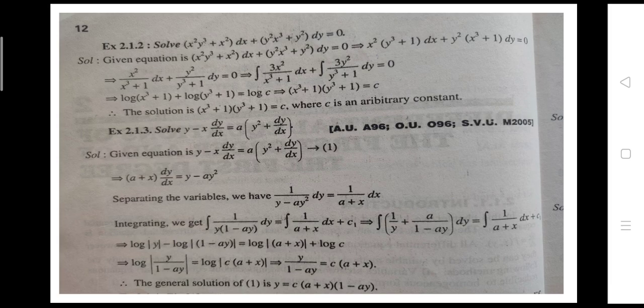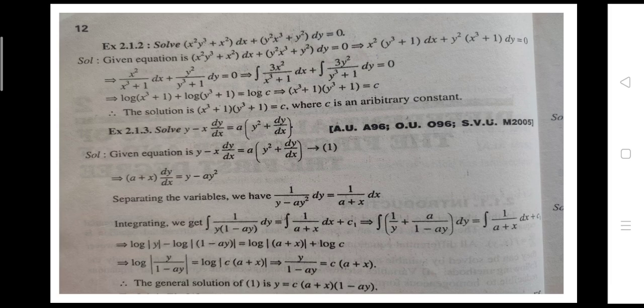Now integrating, we get integral of 3x square by x cube plus 1 dx. Here this is in the form of integral f dash x by f of x dx. Suppose here f of x is x cube plus 1. What is the derivative of f of x? That is 3x square. The derivative of x cube plus 1 is 3x square. So the derivative of the denominator lies in the numerator. Therefore this is in the form of integral f dash x by f of x dx, which means log f of x.